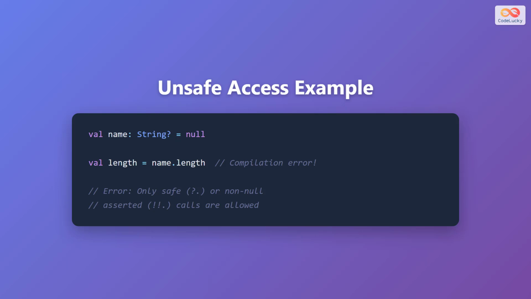Here's an example of what happens when you try to access a property unsafely. We declare a variable called name with a nullable string type and assign it null. If we try to access the length property directly using the dot operator, the Kotlin compiler immediately gives us an error. It tells us that only safe calls using the ?. operator or non-null asserted calls using the !!. operator are allowed on nullable types. This compile time check prevents potential crashes.